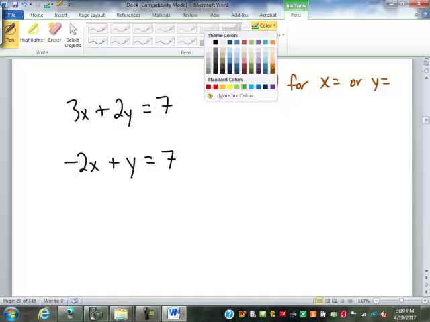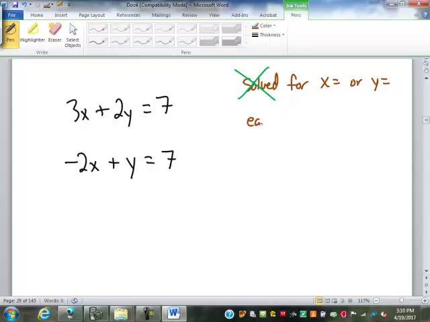So the second thing we look for, is there one that's easy to solve for a variable? So easy to solve for x or y. And what I mean by that is, are there any that have a 1 multiplying x or y? 1x is just going to be written as x, 1y is just going to be written as y. And in this case, I do have that. I have just y here. That would be 1y. So that means it's going to be easy to solve for y there.